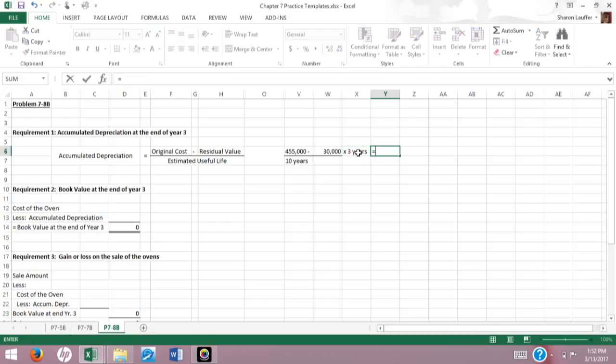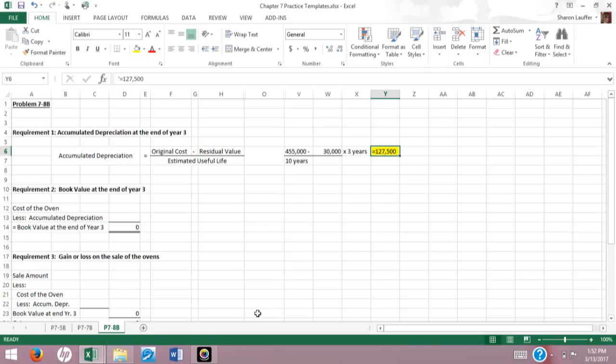And if we do the math for that calculation, we should come up with $127,500. So that's actually the amount that goes in the box in your homework. So I'm just going to highlight that there. So that's actually the answer.